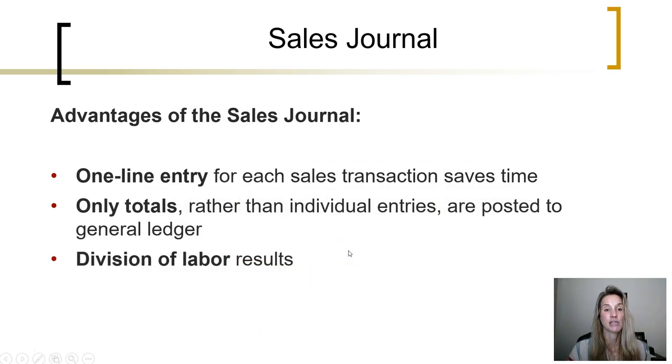The journal entries in the sales journal really end up one line entry for each sales transaction, saves time for the accounting department. Only the totals rather than the individual entries are posted to the general ledger, and we are able to achieve a division of the labor.